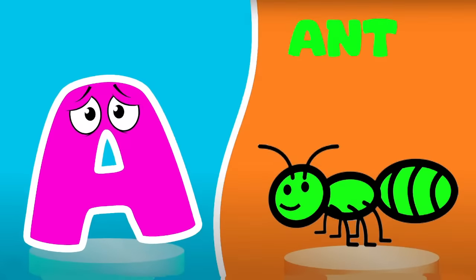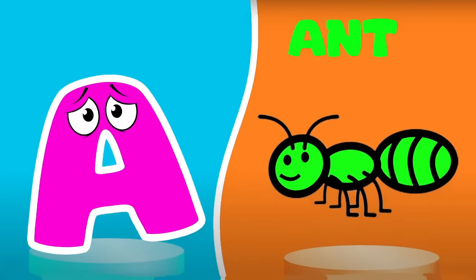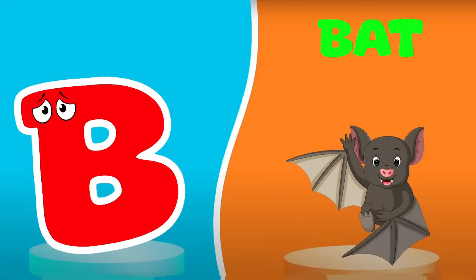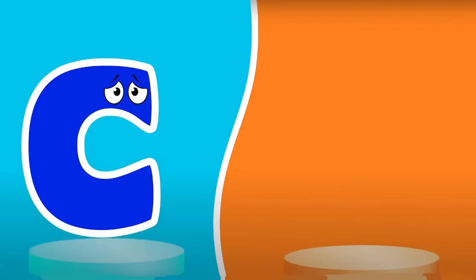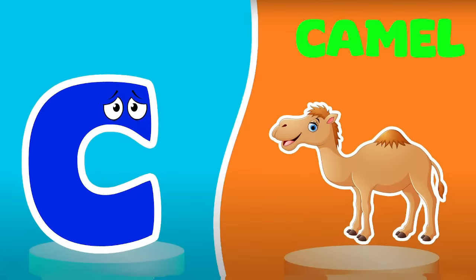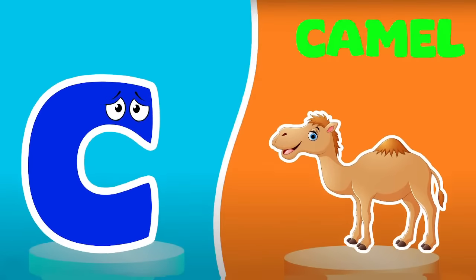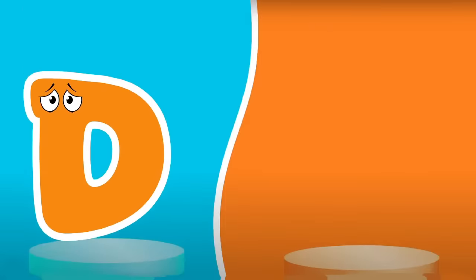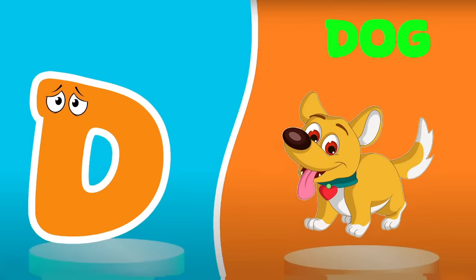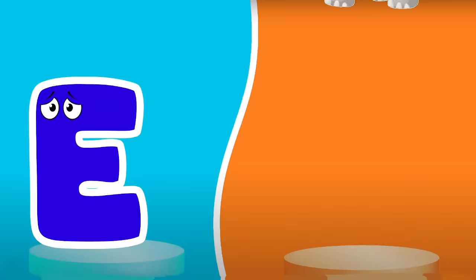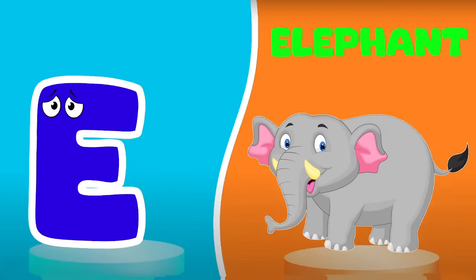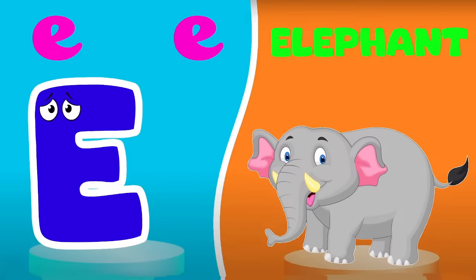A is for ant, a, a, ant. B is for bat, b, b, bat. C is for camel, c, c, camel. D is for dog, d, d, dog. E is for elephant, e, e, elephant.